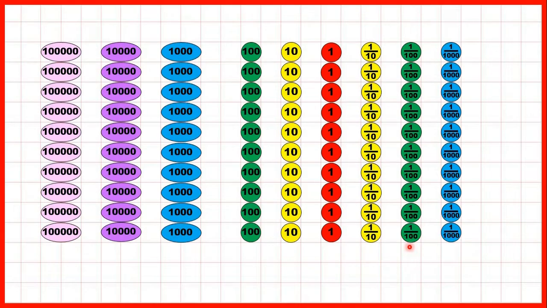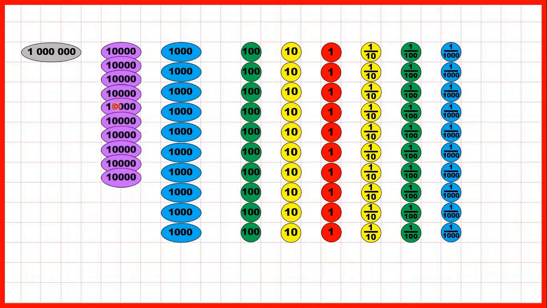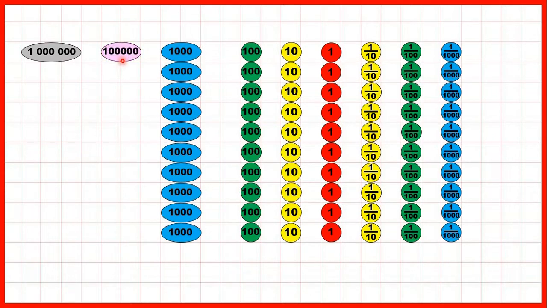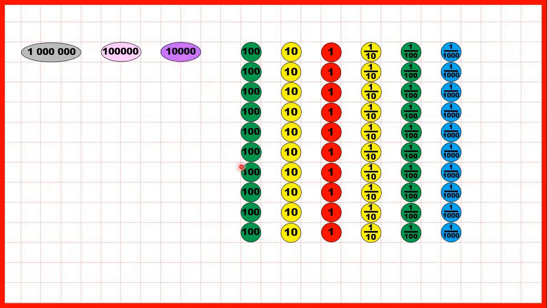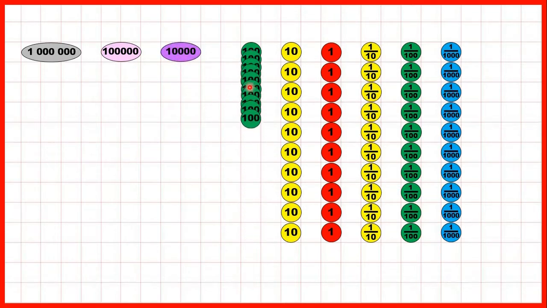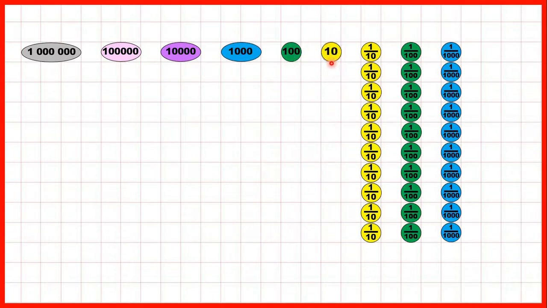So we can always exchange a counter for 10 counters from the place value to the right. We can exchange the other way as well. So if we've got 10 100,000s counters, we can exchange those for 1 million counter. If we have 10 10,000s, we can exchange those for 100,000. 10 10,000s can be exchanged for 1 10,000. 10 hundreds can be exchanged for 1,000, 10 tens can be exchanged for 100, 10 ones can be exchanged for 10.